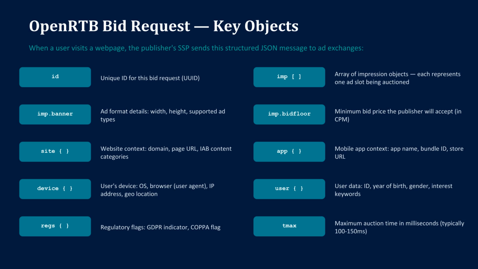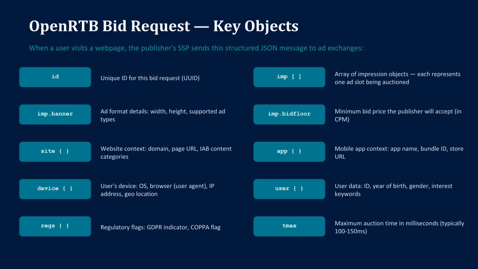The user object carries user-level data, any available identifier, demographic signals like year of birth and gender if consented, and interest keywords. The regs object is important for privacy compliance. It carries flags indicating whether the request is subject to COPPA, a children's privacy flag, and whether GDPR applies. DSPs must respect these flags when deciding how to use user data in their bidding.